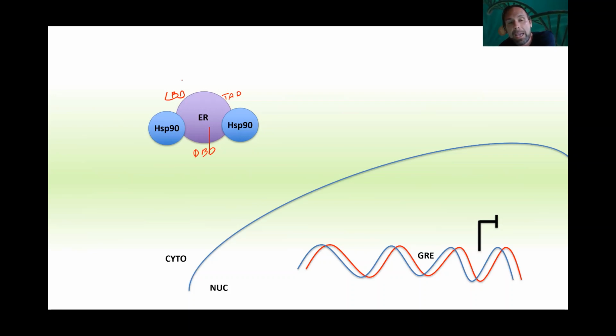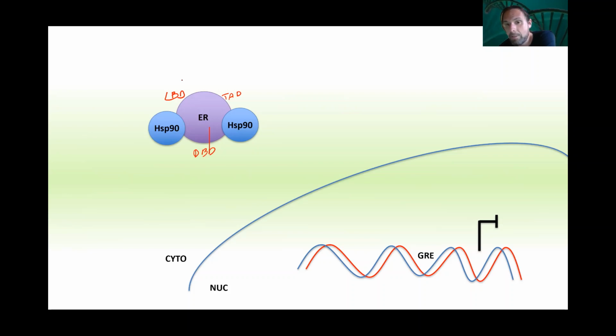So my estrogen receptor is sitting in the cytoplasm, bound to these two molecules of HSP90, and they are blocking the ability of estrogen receptor to go into the nucleus. So in this case, estrogen responsive genes are turned off because estrogen receptor, the transcription factor that turns them on, is not in the nucleus where the DNA is.